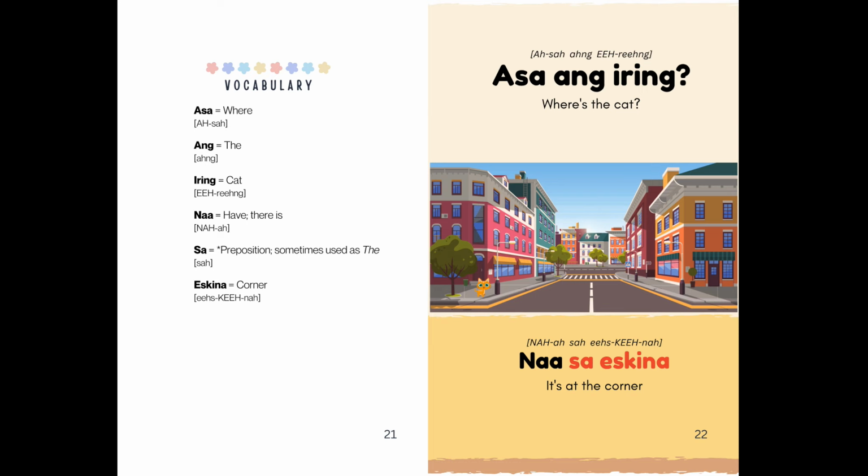Page 22. Asa ang iring? Where's the cat? Naa sa iskina. It's at the corner.